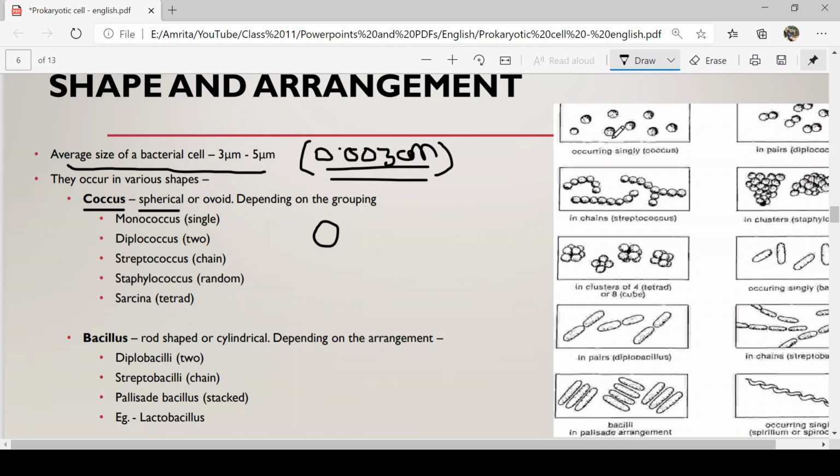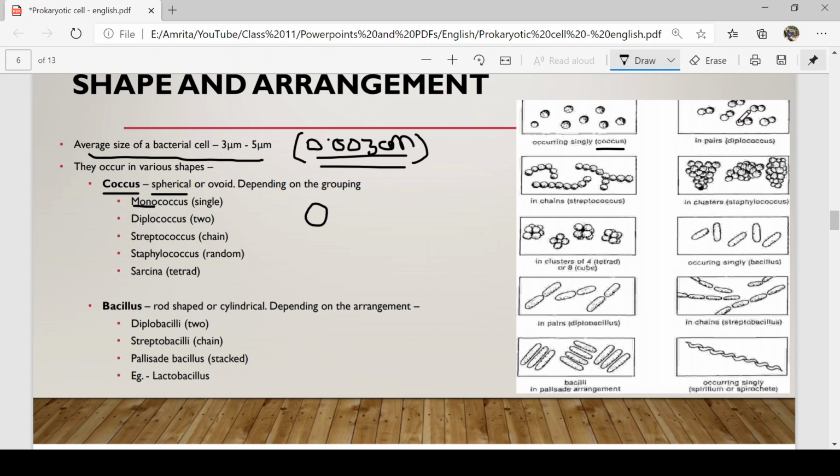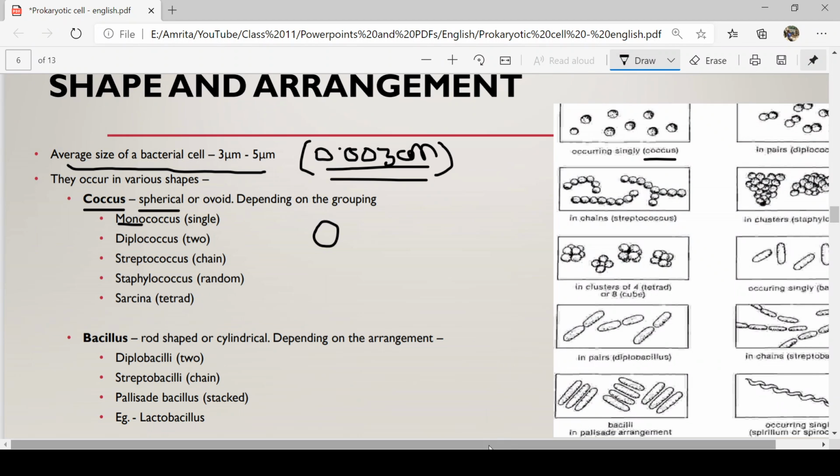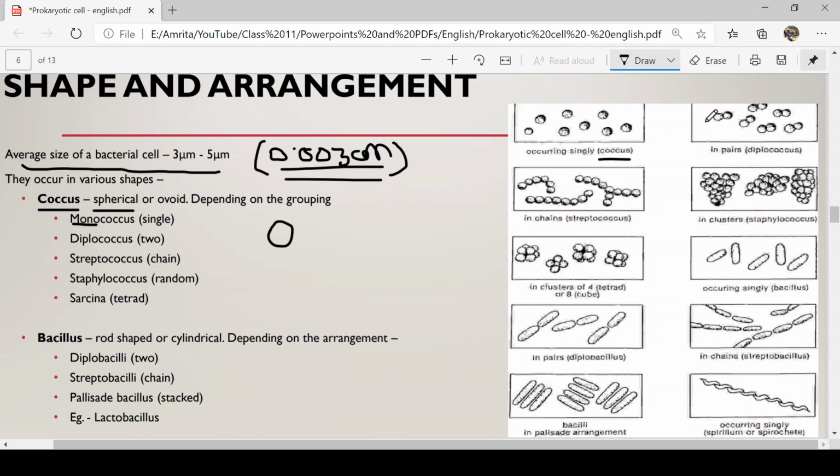Now, if this coccus is present singly, if I'm doing a bacterial cell culture and observing it under a microscope and I see single structures, only one circle everywhere throughout the slide, I will say it is a monococcus. Mono means single. Now, if I see them in pairs, I will say it's a diplococcus. Two single cocci are joining together and occurring in pairs, in groups of two, and that is when we call it a diplococcus.